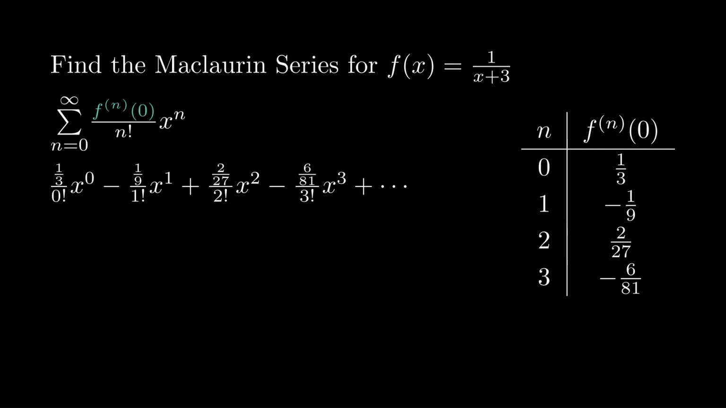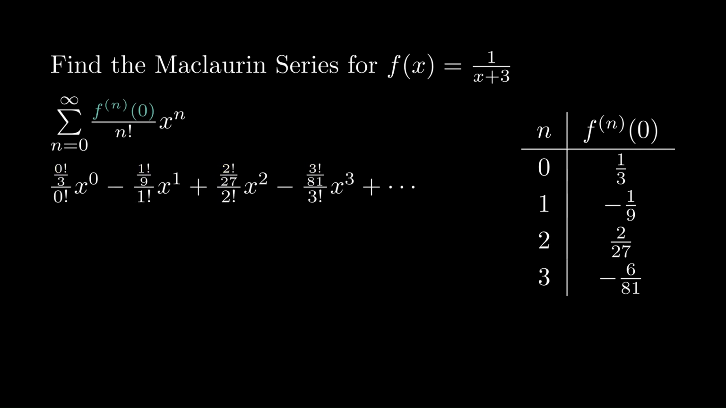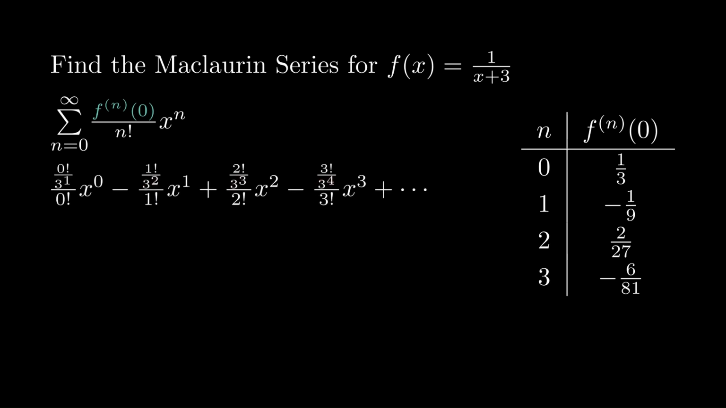Notice any patterns? Well, the top numbers are just n factorial, and the numbers below are powers of 3. Thus, it's the sum from n equals 0 to infinity of negative 1 raised to the nth power, which takes care of the alternating signs, times n factorial divided by 3 to the n plus 1, all divided by n factorial times x to the n. This is our Maclaurin series for f of x equals 1 divided by the quantity x plus 3.